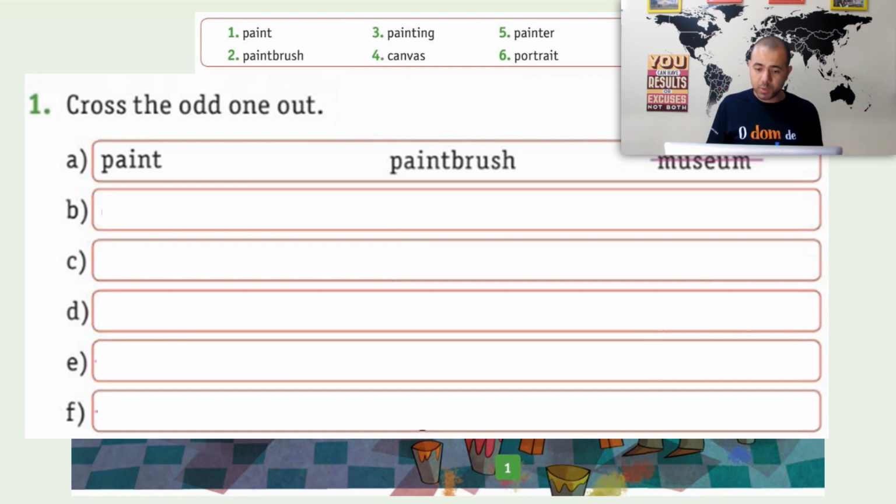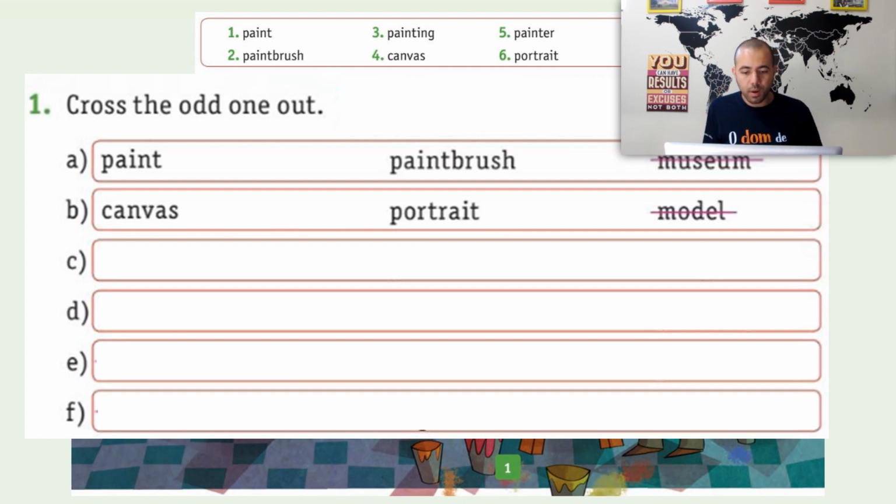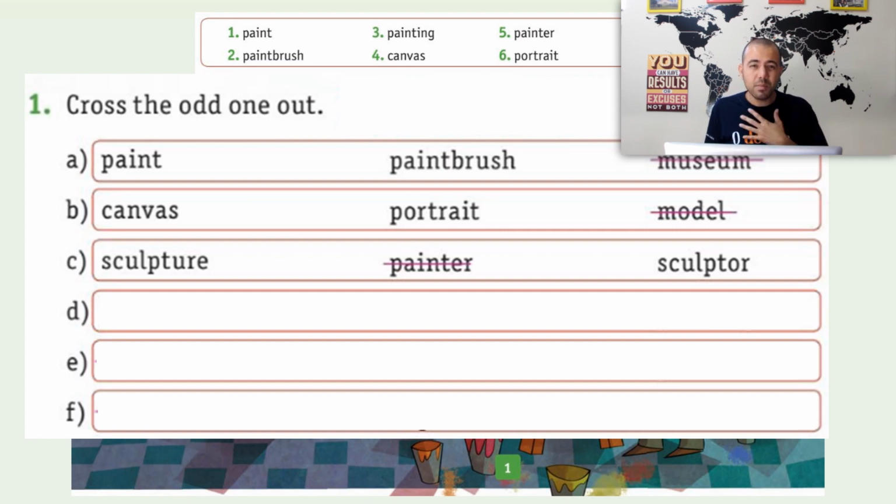So paint, paintbrush, museum. The wrong word here, or out of the group, is museum. Canvas, portrait, and model. So canvas, portrait, model is different here. Sculpture, painter, and sculpture. Painter is different. If you're in doubt about this exercise, I must say it's a little bit confusing. I may have different opinions about this as well. Let's finish this exercise. It's part of our material, then we move on with other more useful exercises for us.